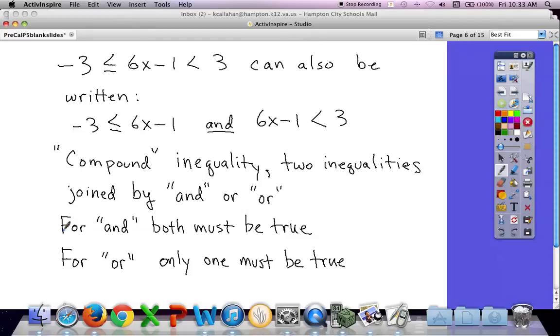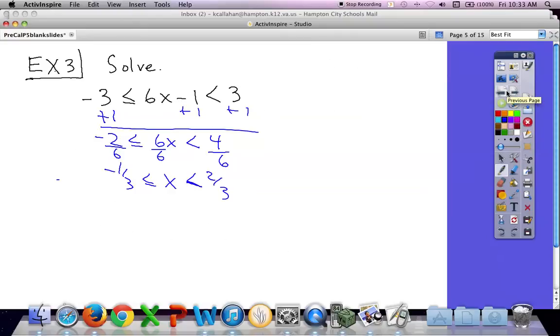Okay. I know you're copying some, but I'm going to go back and let's do the same problem the different way and see how that looks, because I left this space here. Right? If I did it like this, negative 3 is less than or equal to 6x minus 1. I'll solve that by adding 1. Negative 2 is less than or equal to 6x, which means negative 2 over 6 is less than or equal to x. X is greater than or equal to negative 1/3. Okay, that's this part right here.